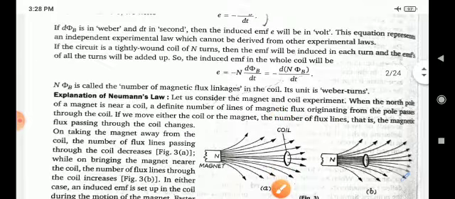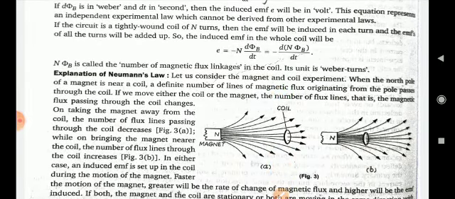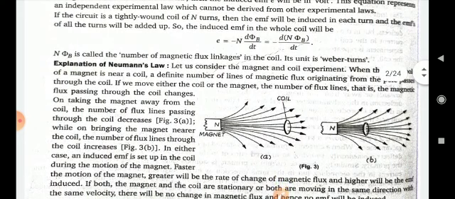Explanation of Neumann's law. Children, let us consider the magnet and coil experiment. When the north pole of a magnet is near a coil, a definite number of lines of magnetic flux originating from the pole pass through the coil.